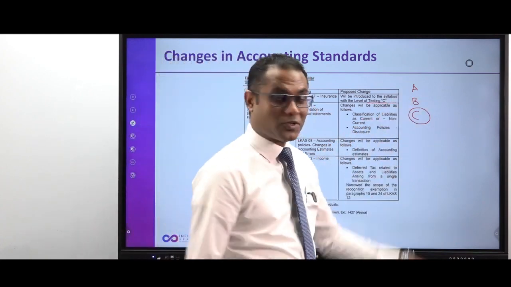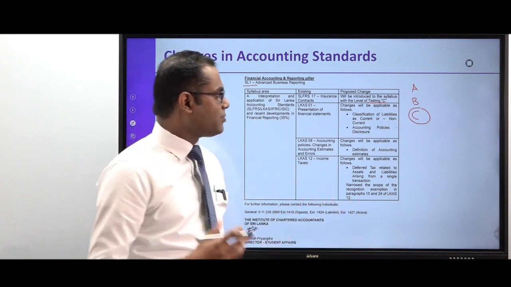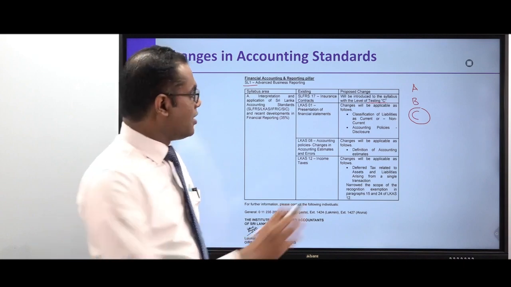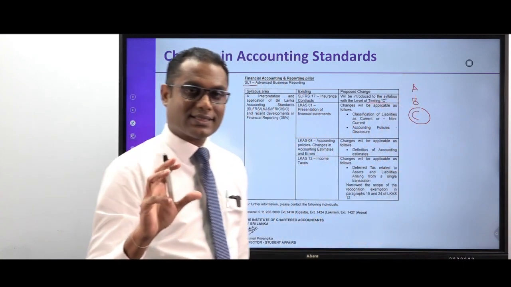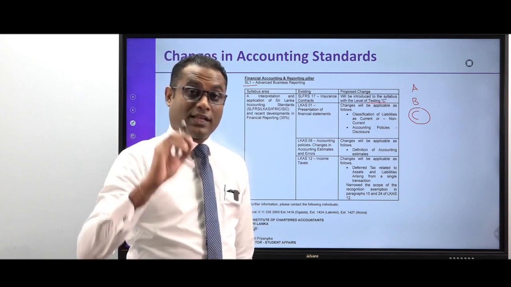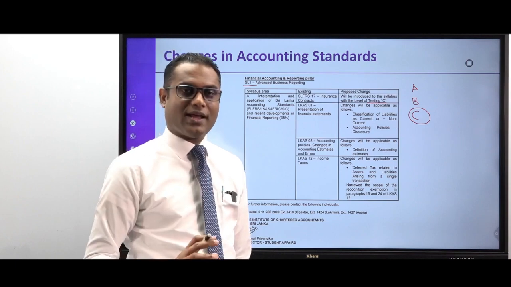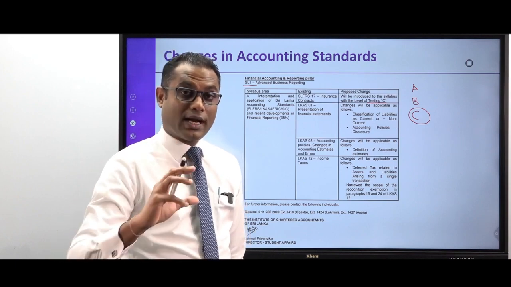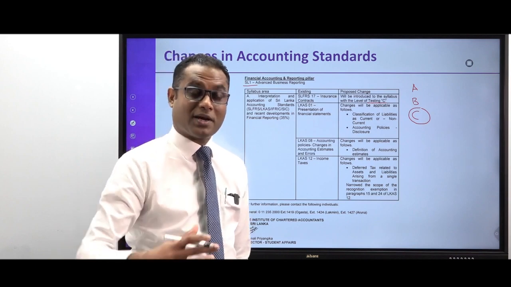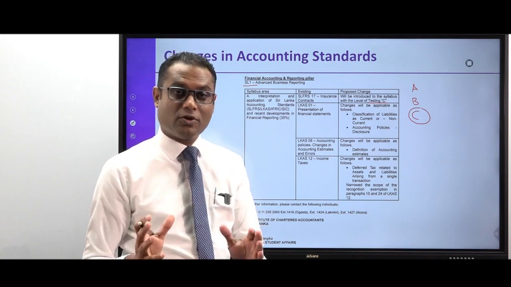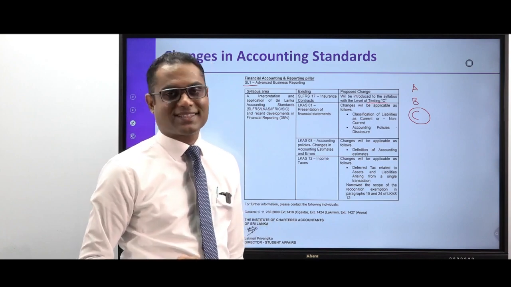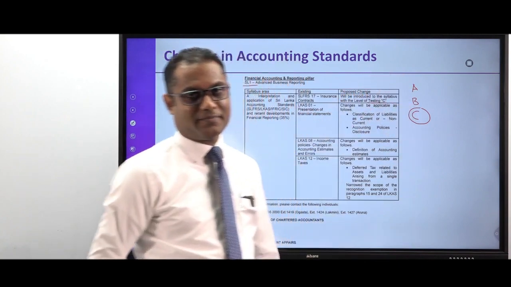But to understand level C, you should know level A and level B. What do you mean by level A testing? Which means if a particular standard is tested as a level A standard, the student should have a thorough knowledge about the standard, and they should know how to apply the standard for a complicated accounting matter, a complicated transaction. That means you need to know the details. You have to go into depth and understand that particular standard. That is level A testing.